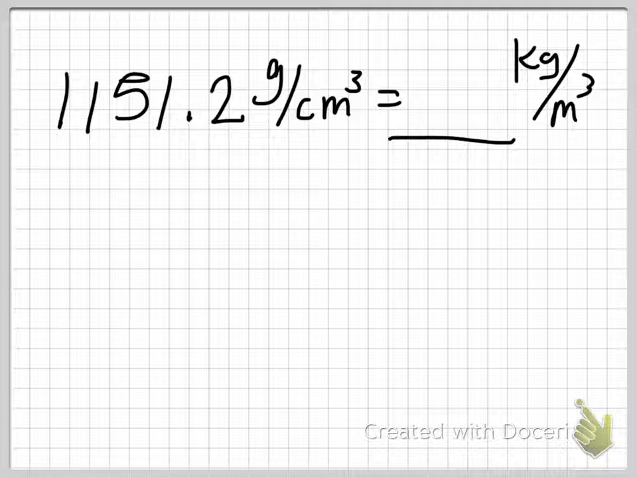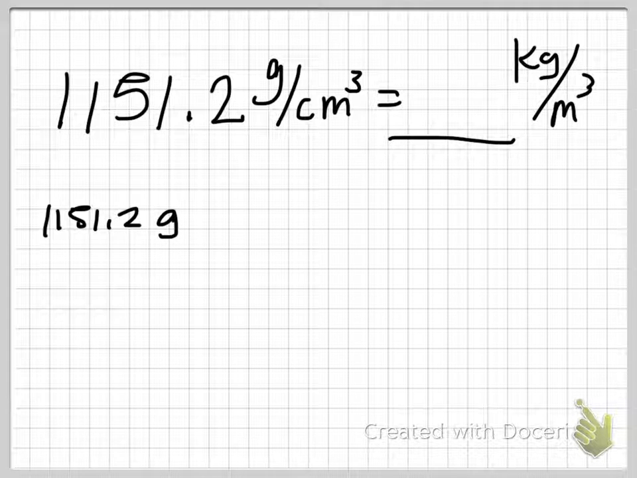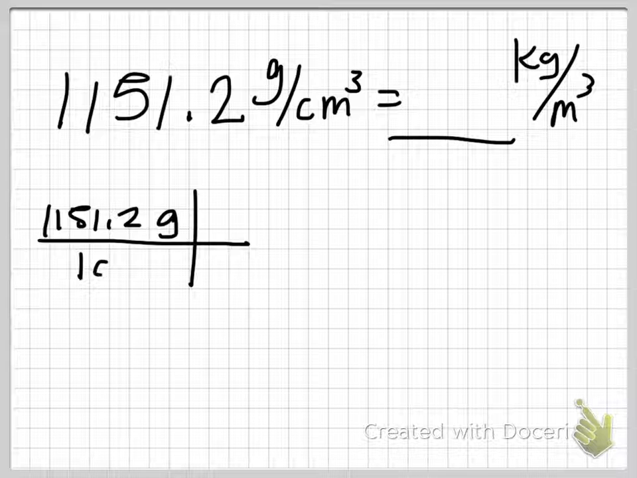So in this case, we're dealing with not only a derived unit of volume, but we're dealing with two distinct units. Again, we're going to put our given in the first box, 1151.2, but there's something a little different we're going to do. We're saying that there are 1,151.2 grams in every 1 cubic centimeter.